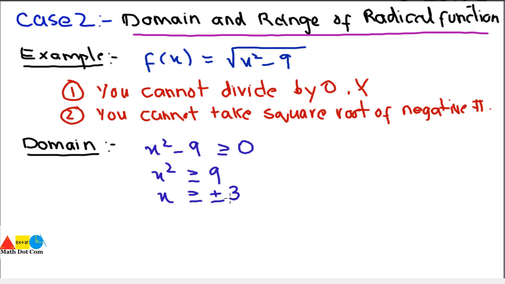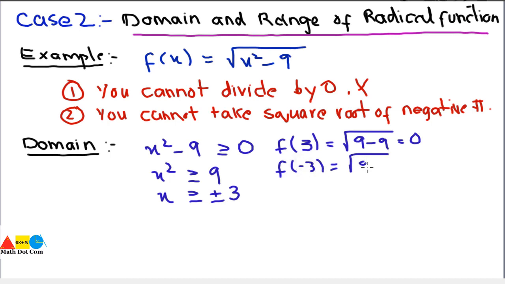Now let's put this value of x in the given function to check whether we are getting real numbers or not. Let's write f of, as it is greater than or equal to plus 3 and minus 3, let's find it at plus 3: f of 3 is equal to under root 3 square is 9, 9 minus 9 is equal to 0. So we have not got any imaginary number. If we find it at f of minus 3, what will it be? Minus 3 square is 9. Again 9 minus 9 equals 0. Again we have not got any imaginary number.